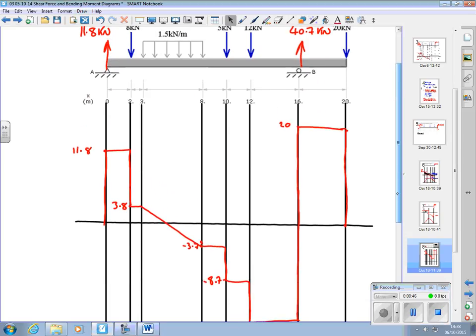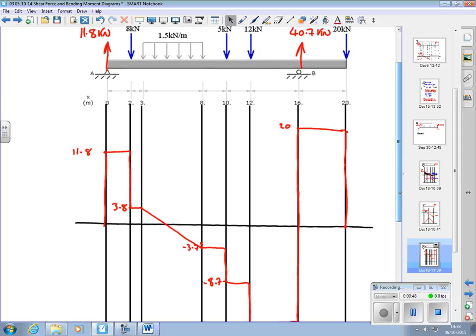If we compare it with the beam, we start with a reaction force of 11.8, which takes us to here. Nothing happens till we get to here, come down 8, which takes us to 3.8. Nothing happens until we start the UDL. So we're going to go down at the rate of 1.5 kilonewtons per meter until we get to minus 3.7 rather.